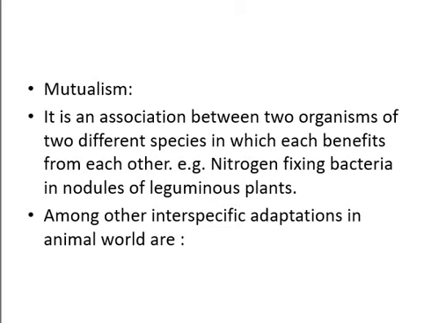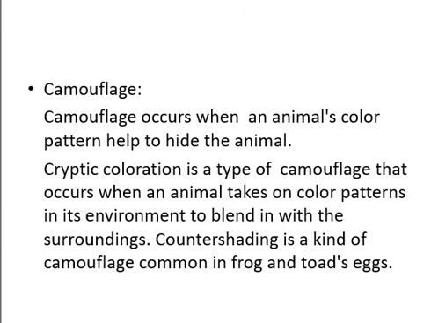Among other interspecific adaptations in the animal world are as follows. Camouflage. Camouflage occurs when an animal's color pattern helps to hide the animal. Cryptic coloration is a type of camouflage that occurs when an animal takes on a color pattern of its environment to blend in with the surrounding environment.